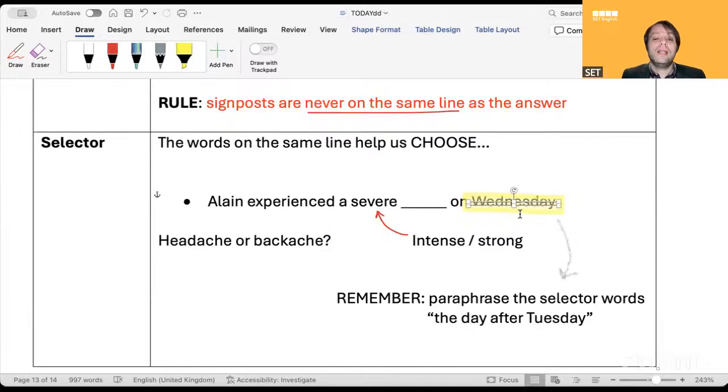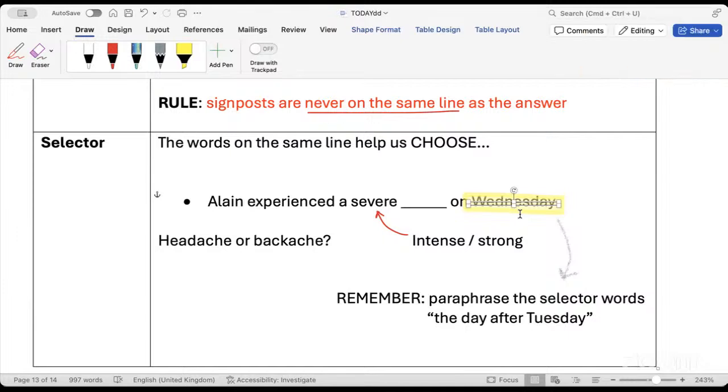Hello, doctor. Thanks for seeing me today. I've been feeling really, really terrible. I've had this intense headache, which started the day after Tuesday. And also I've got this backache, which started on Friday. So I'm just feeling terrible. Headache.